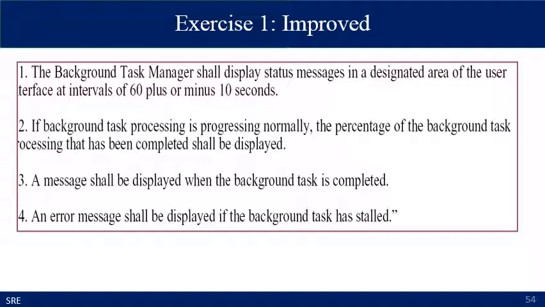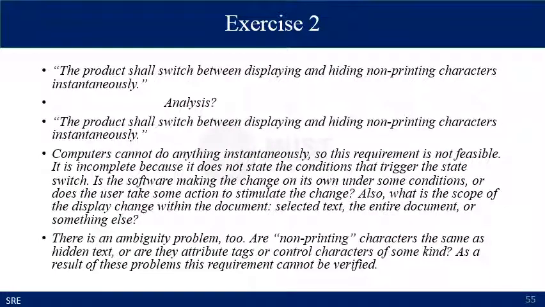Therefore, you can improve exercise 1 and specify a set of requirements. As you can see, we have 4 requirements after the analysis. In the first sub-requirement, the background task manager shall display status messages in a designated area of the user interface at an interval of 60 plus or minus 10 seconds. The ambiguity is removed. If the background task is processing, normally the percentage of background task processing that has been completed shall be displayed. The ambiguity or incompleteness about the message is cleared here. A message shall be displayed when the background task is complete, and an error message shall be displayed when the background task has stalled.